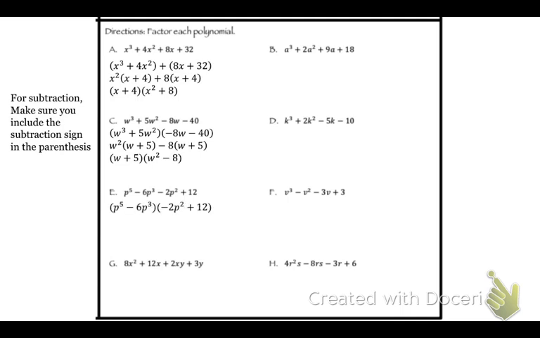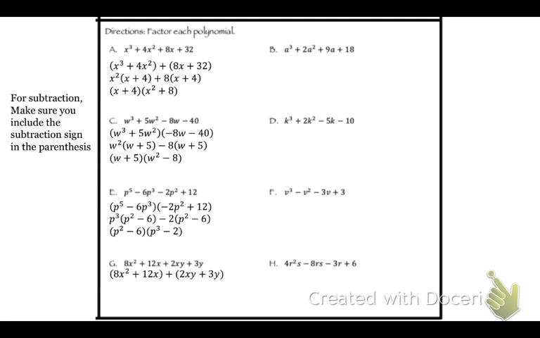Let's do E. Group the first 2, group the second 2. What do those first 2 have in common? A p cubed. I'm left with p squared minus 6. The second 2 have a negative 2 because that sign is a negative. I'm left with p squared minus 6. So that's p squared minus 6 and p cubed minus 2.